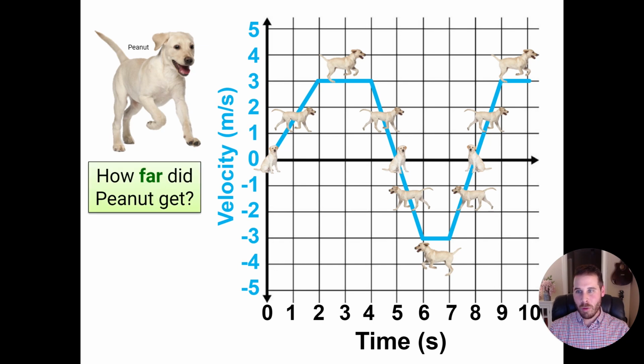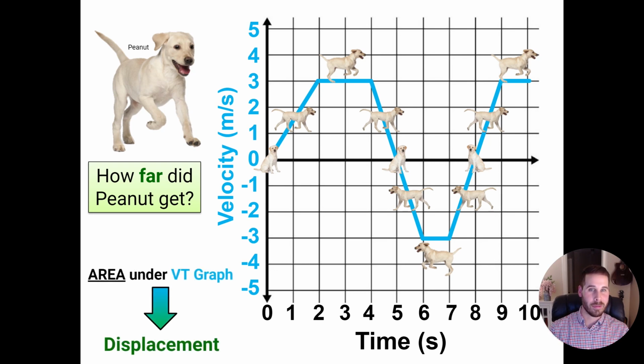So, how far did Peanut get by the end of his story? What was his final displacement? It's not going to be 0, it's going to be some other number. Let's use the trick that we just learned to figure out what his final displacement is. Let's find the area under this VT graph. Now, I say under, and I really mean in between the lines of the graph and the 0 axis.